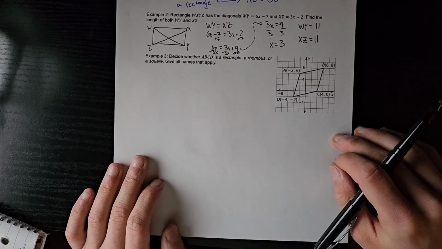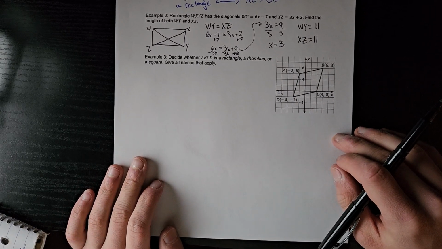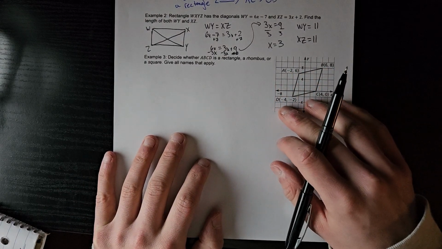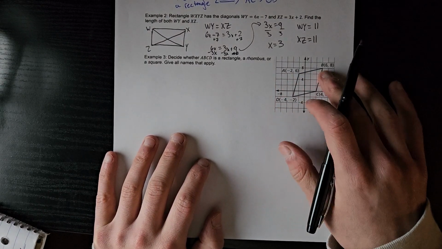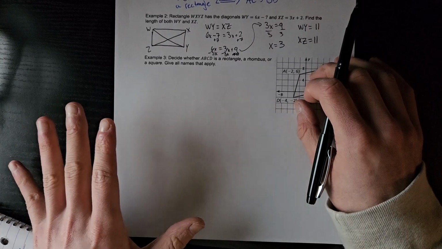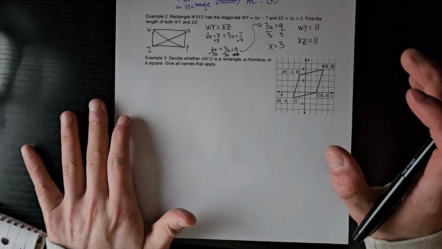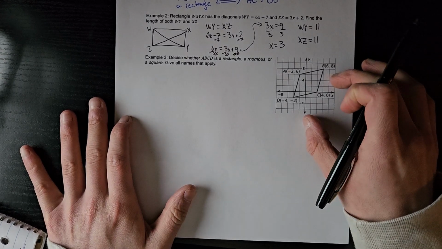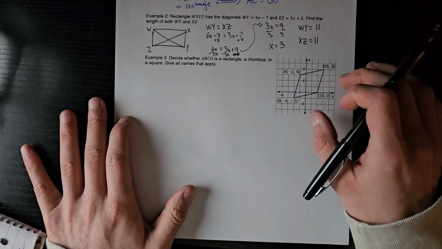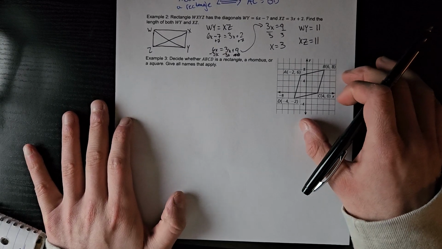What is very new is example 3, where you may be given a set of coordinates, a set of points. You might have to graph it. In this example, I'm giving you the graph already with the points on it. But we have to decide if ABCD is a rectangle, rhombus, or a square. And we need to give all the names that apply to it.